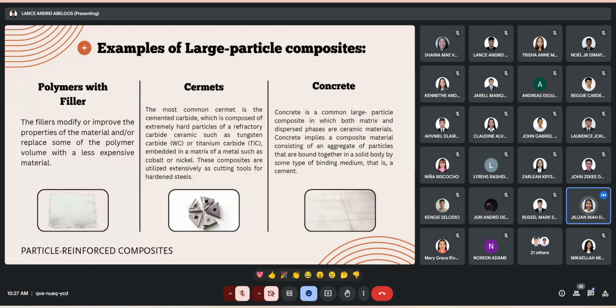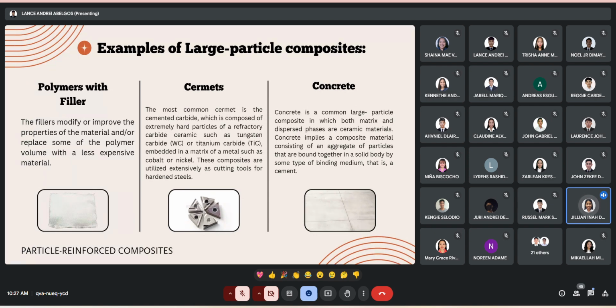There are three examples of large particle composites. First is polymers with filler. The fillers modify or improve the properties of the material and or replace some of the polymer volume with a less expensive material. Second is cermets.